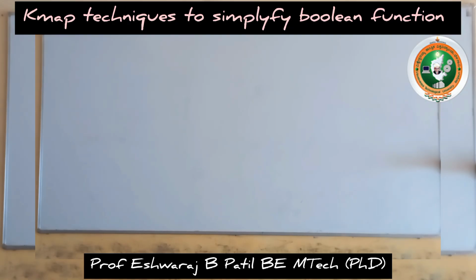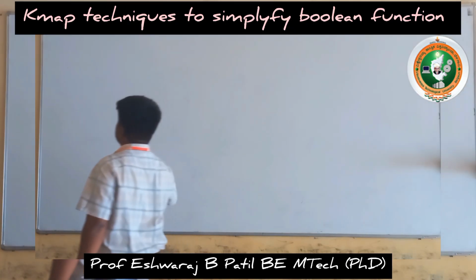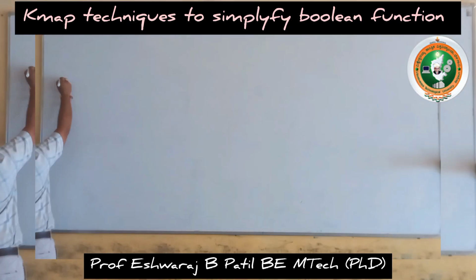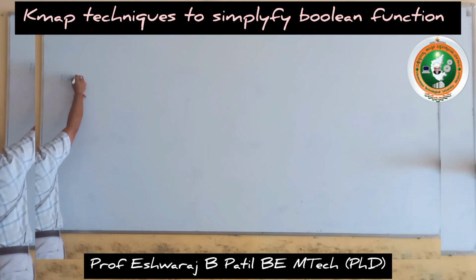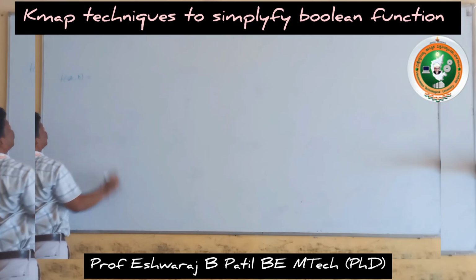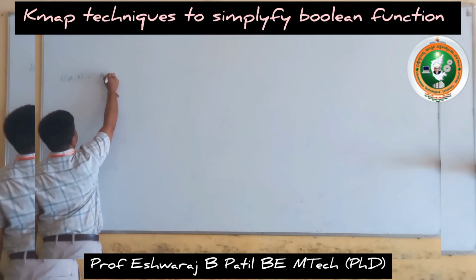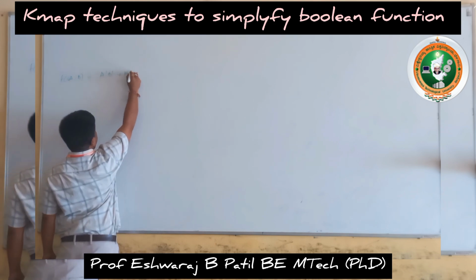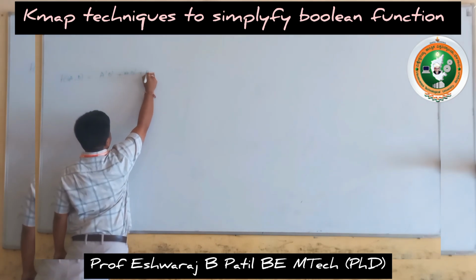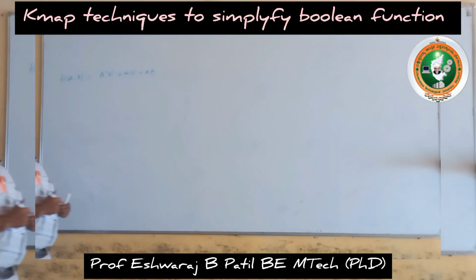Okay, students, today we will continue with the two-variable K-map itself. Let us consider one more example. Let f of A comma B have the terms A dash B dash, A B dash and A B. This is an example of a two-variable K-map.